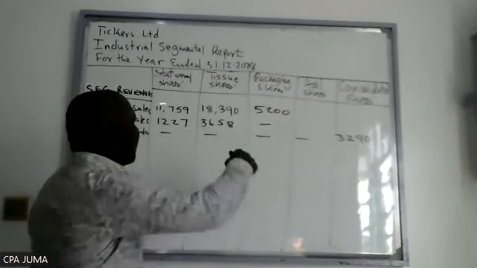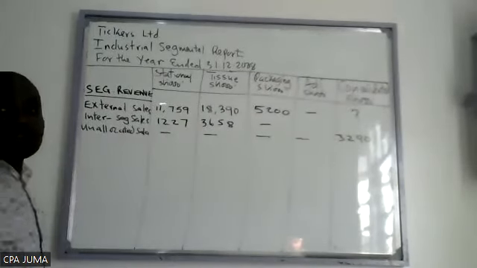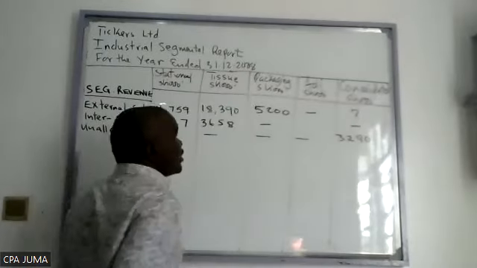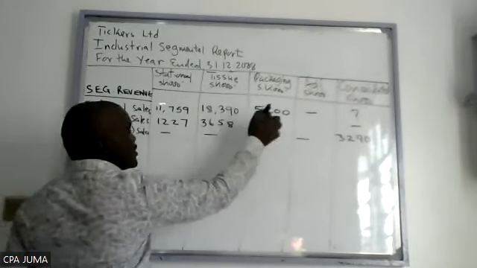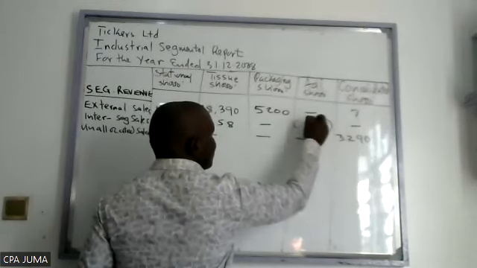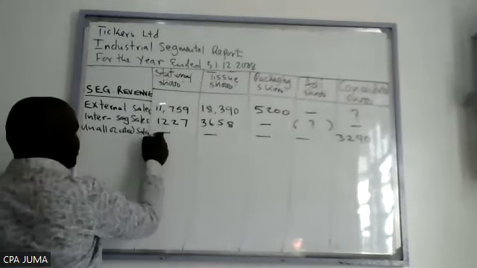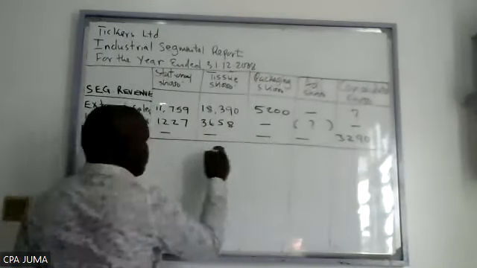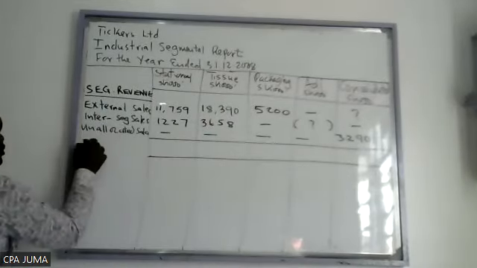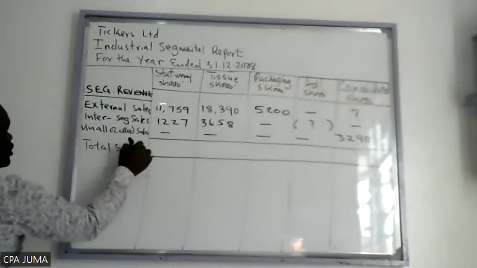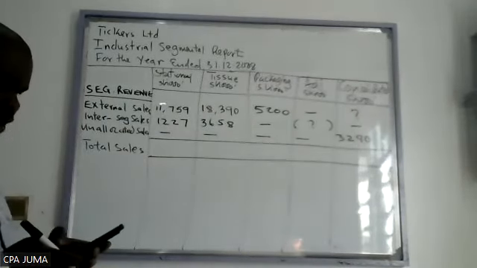So what you're going to do, add for me external here. Then intersegment, you add, but you don't take it to consolidated. Intersegment does not go to consolidated, we eliminate it. So you add this plus this, but you subtract it at that stage. That will be our total sales.